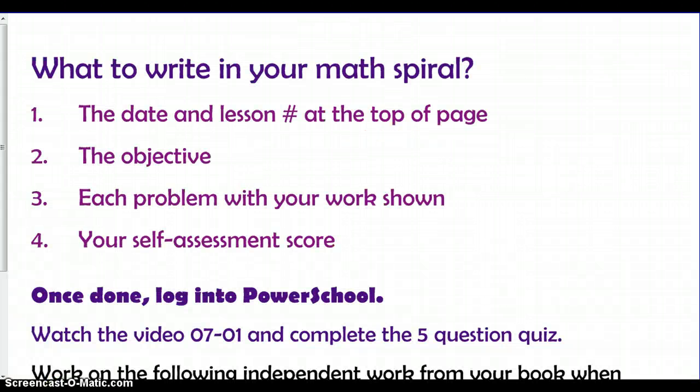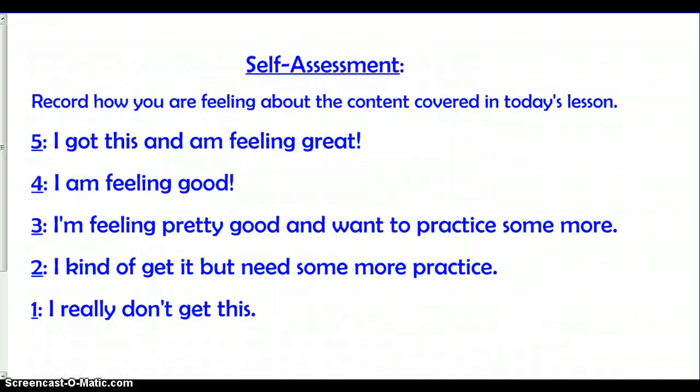Now it's your turn. Please follow the directions on this slide and the next slide. Don't forget to do self-assessment.